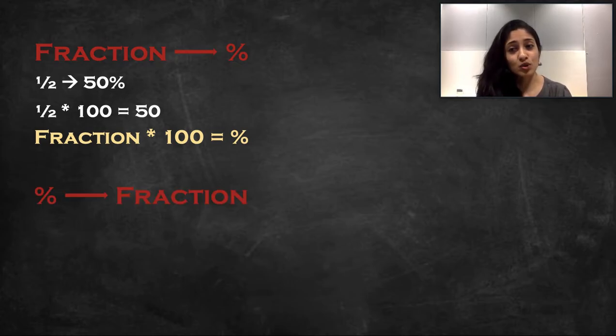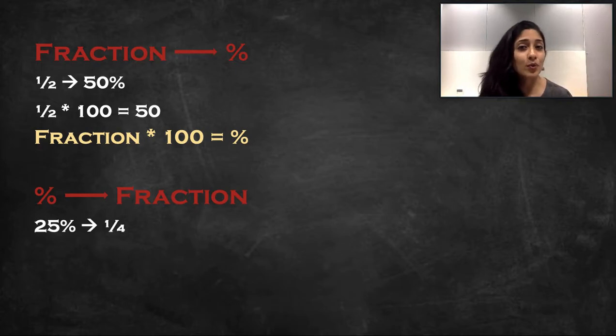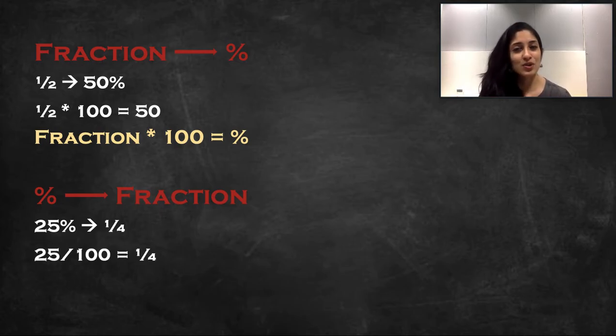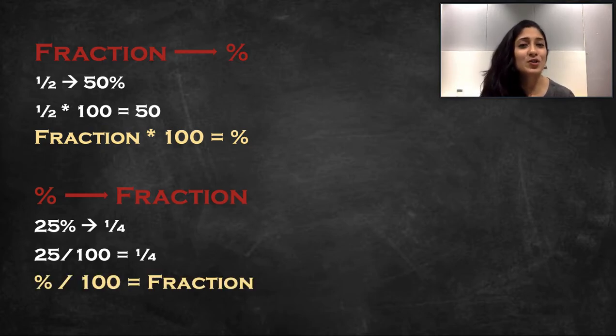Similarly, conversion from percentage to fraction. Now we know 25% is equal to 1/4 as a fraction. So if I look at the detailed calculation here, 25 upon 100 gives you 1/4. So I can generalize that to convert any percentage into a fraction, I need to divide it by 100.